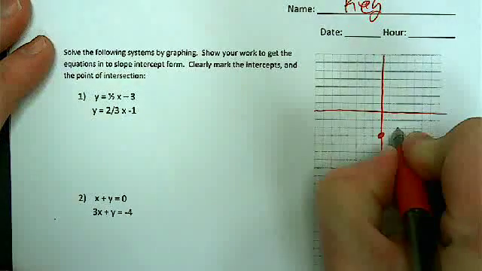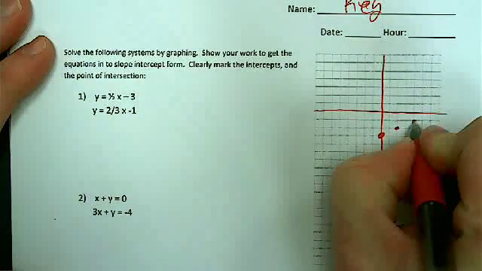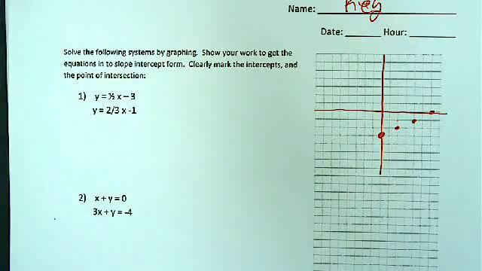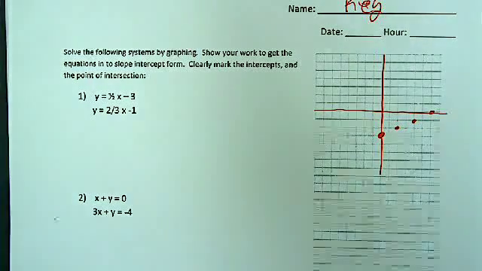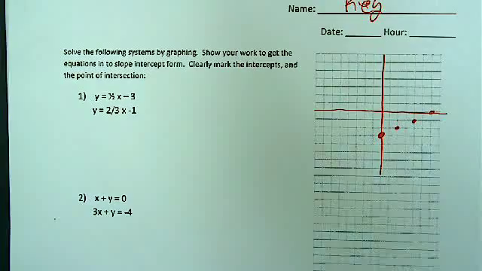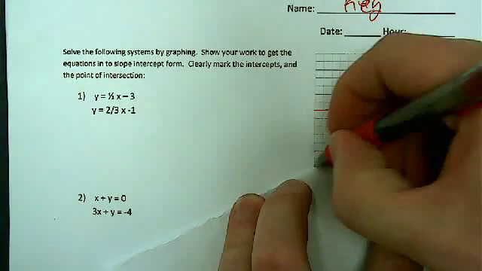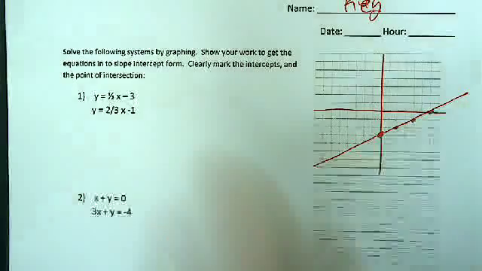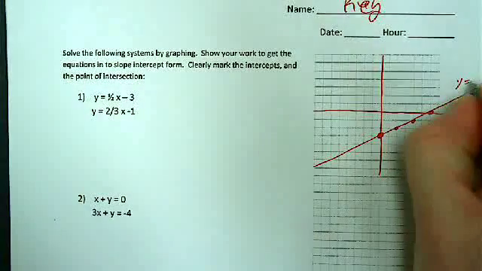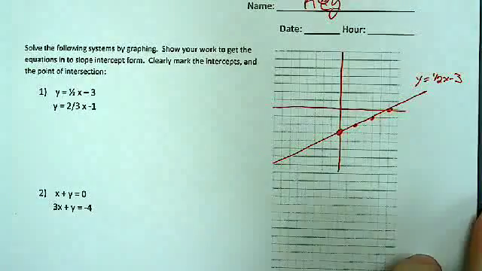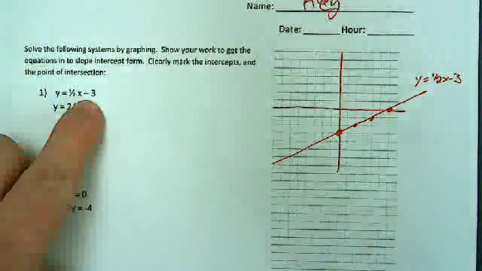Up 1 over 2, up 1 over 2, up 1 over 2. And I go ahead and make a straight line through there. So there's my straight line, like that. And that's y is equal to a half x minus 3. Remember, I start at the intercept, follow the slope.